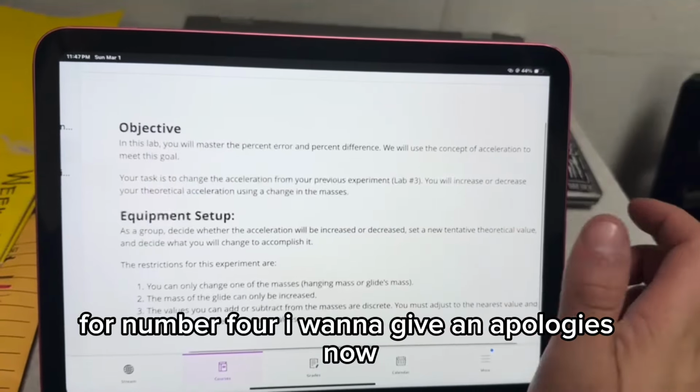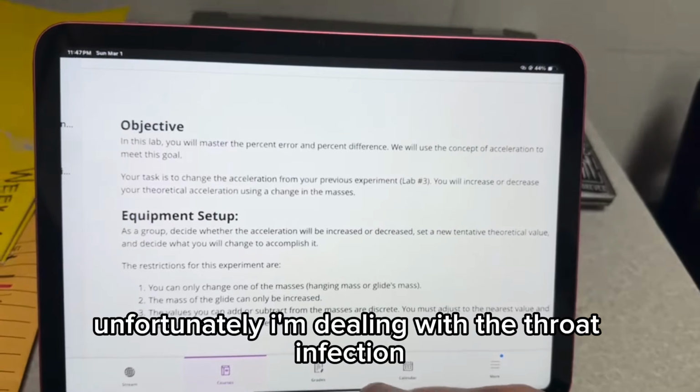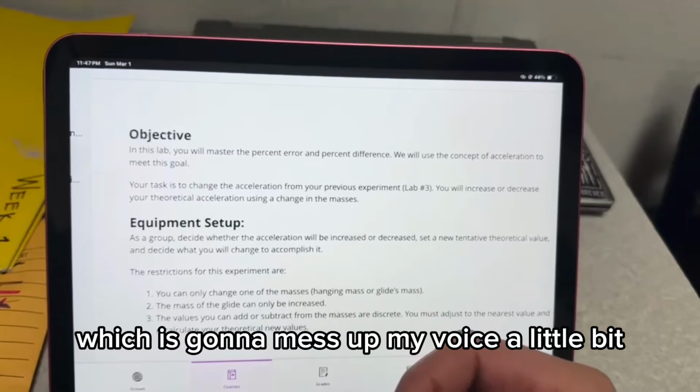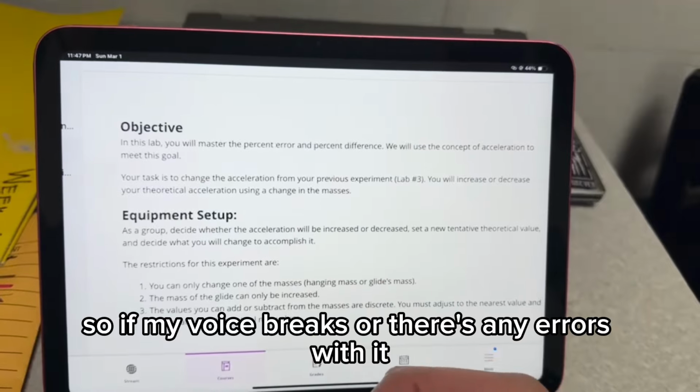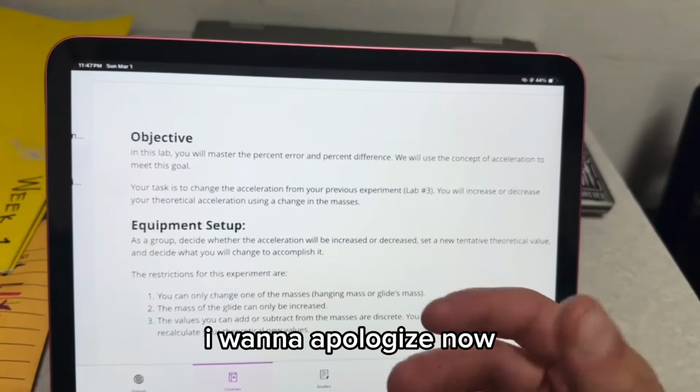I want to give my apologies now. Unfortunately, I'm dealing with a throat infection, which is going to mess up my voice a little bit. So if my voice breaks or there are any errors with it, I want to apologize now.